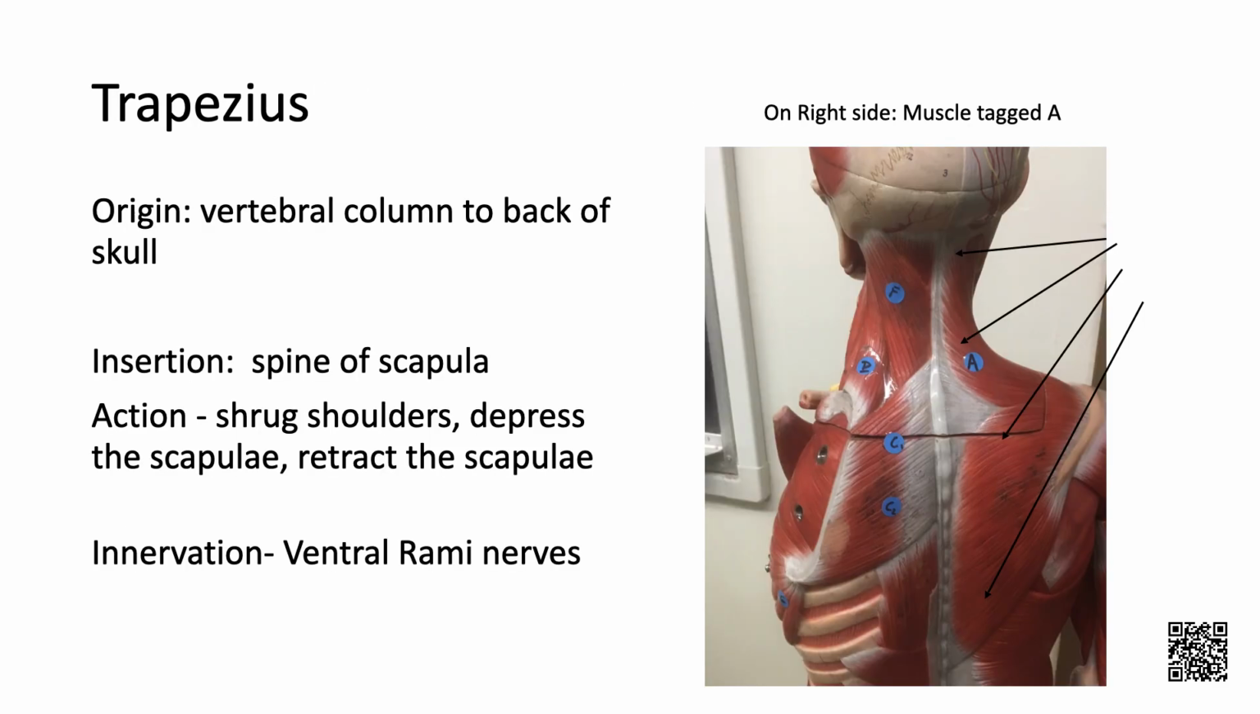Trapezius originates from the vertebral column and the back of the skull and inserts onto the spine of the scapula. Its actions include shrugging the shoulders, depressing the scapula, and retracting the scapula. Innervation, ventral rami nerves. It's the large diamond-shaped muscle across the upper back.